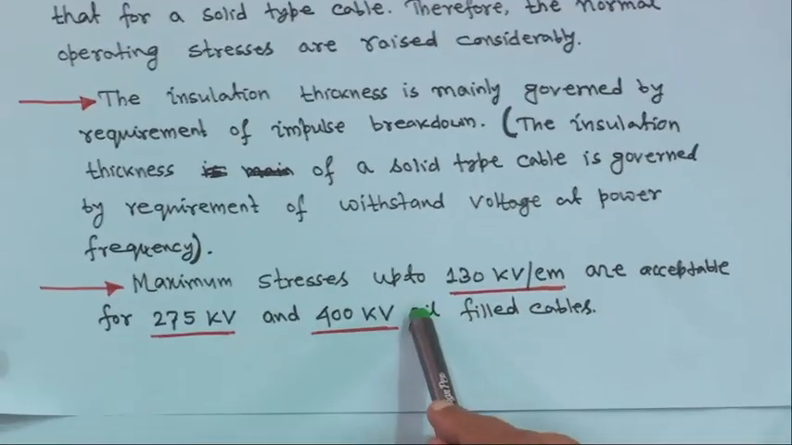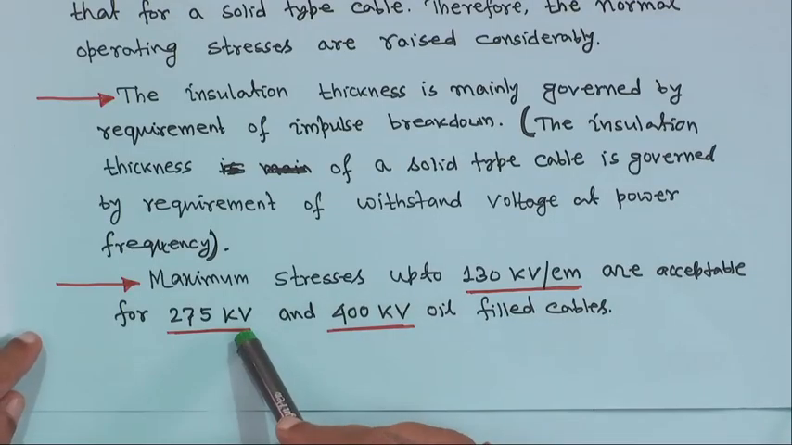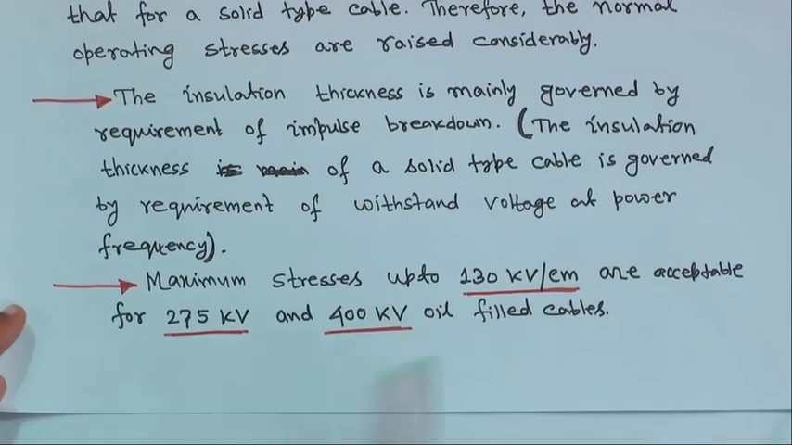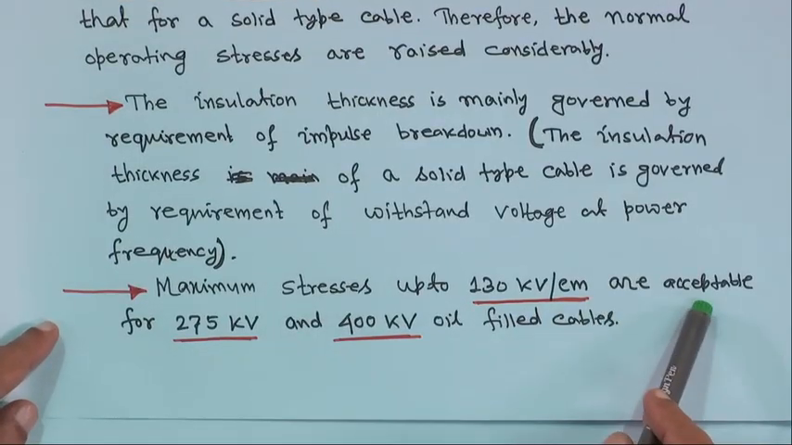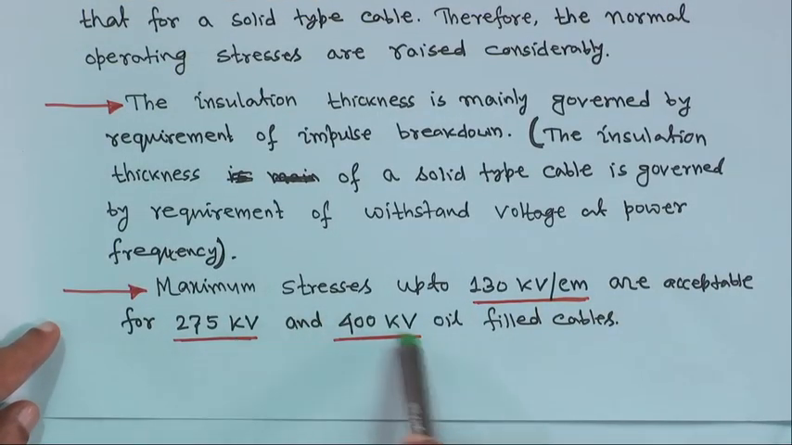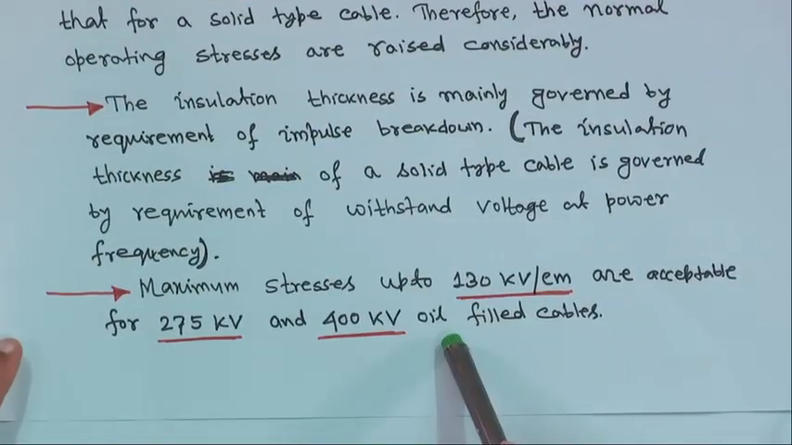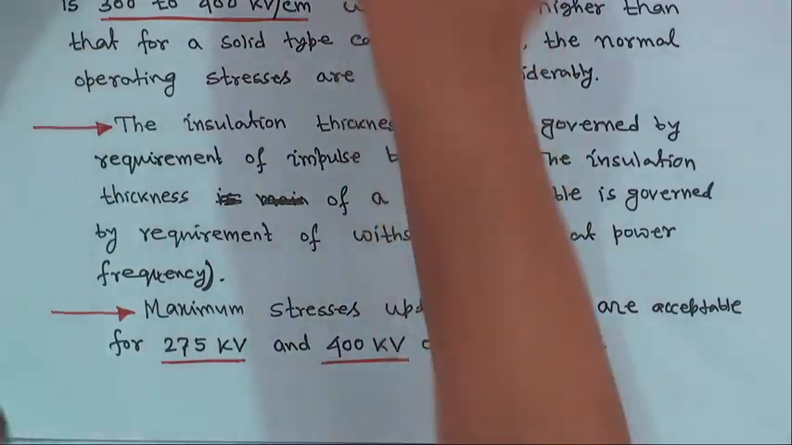So, maximum stresses up to 130 kV per centimeter are acceptable for 275 kV and 400 kV oil filled cables. So, here it is 300 to 400. So, it is quite acceptable as your maximum stress, right, particularly for oil filled cables.